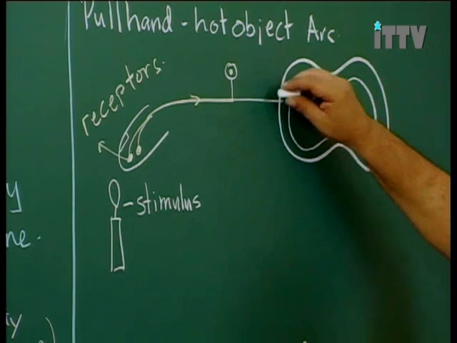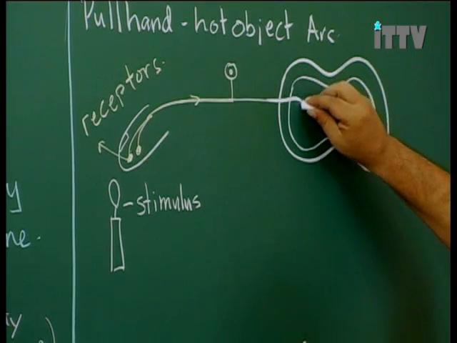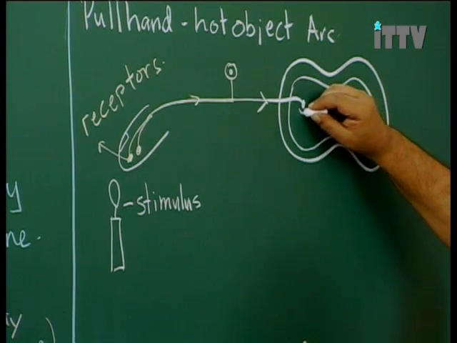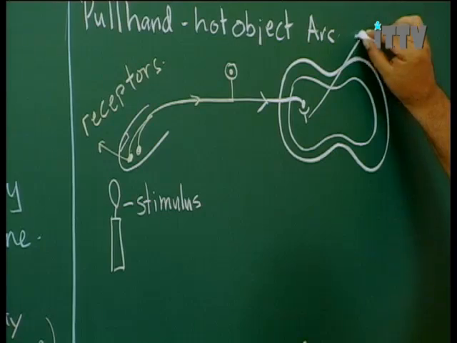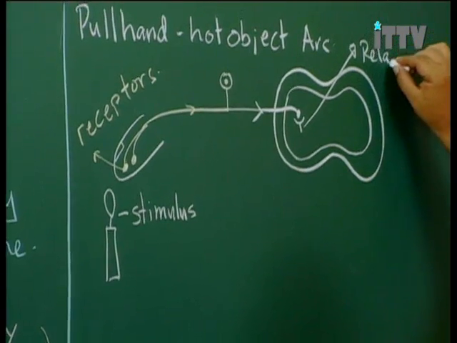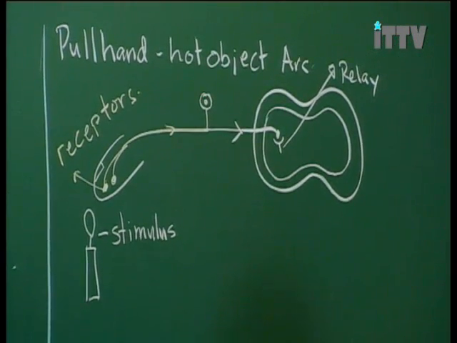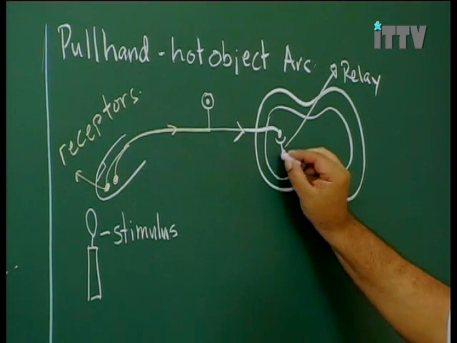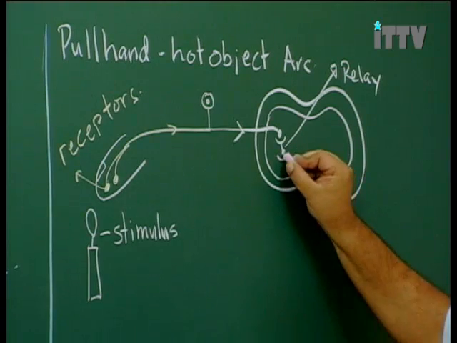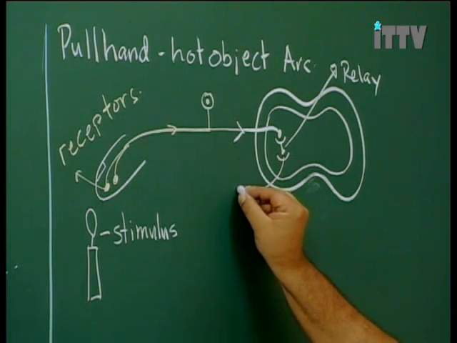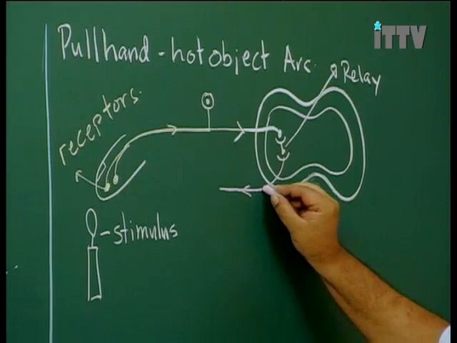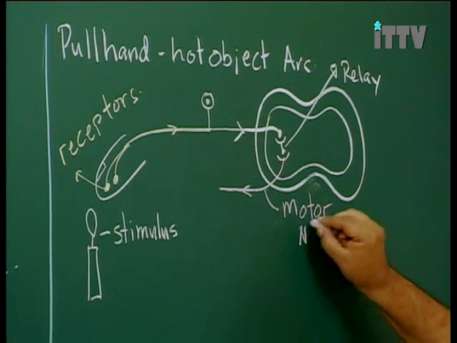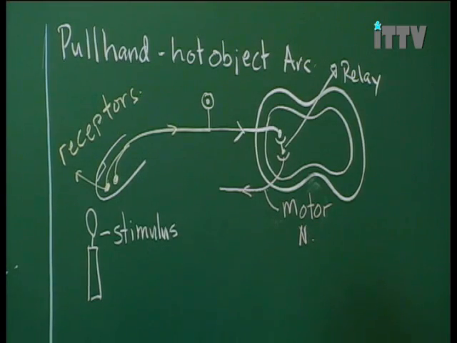Now, as we enter into the spinal cord here, we connect to a relay neuron. This is our relay. The relay neuron will connect onto the final part, which will be our motor neuron. The motor neuron will come out. So this is our motor neuron.